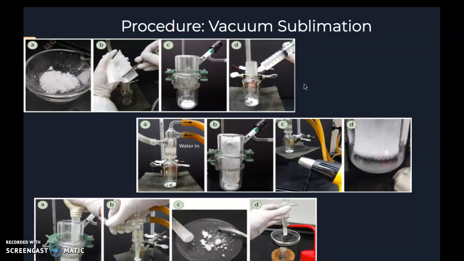Step 5. Connect the apparatus to a vacuum source and begin vacuum filtration. Keep in mind that there should be no hissing sound heard from the apparatus. If you do hear a hissing sound, check the system for any leaks.